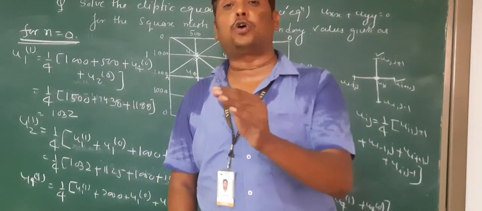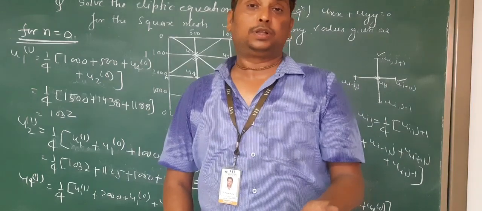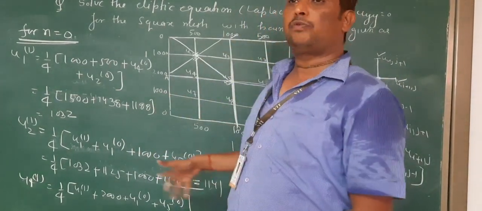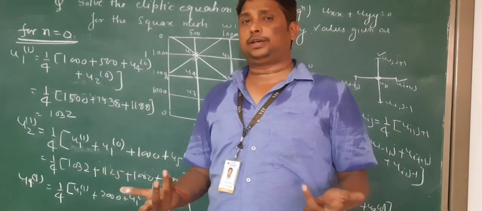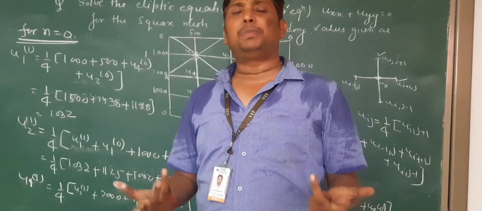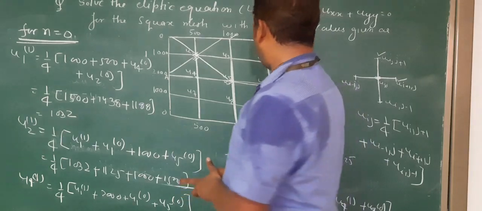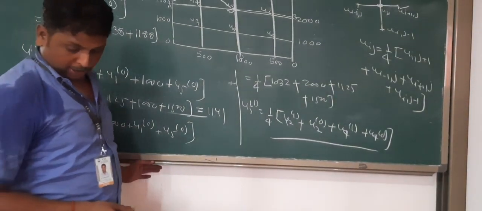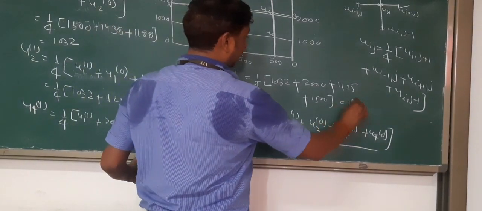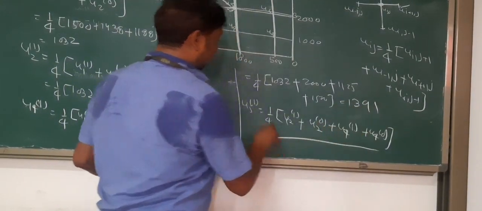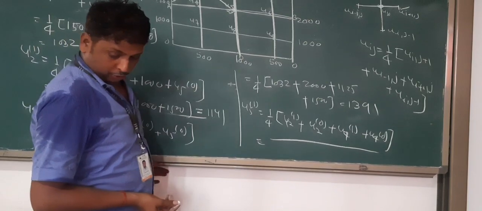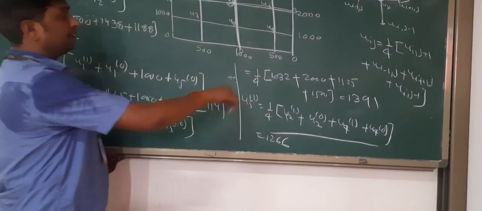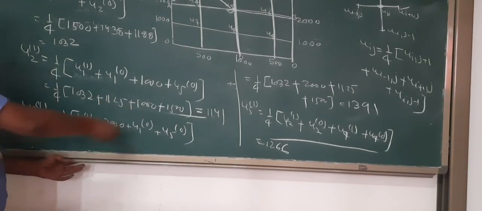Similarly, now go for n is equal to 2. Then go for n is equal to 3. Because all previous values you have, so easily you can calculate. So it's just a method of calculation. What will come? U41 will come 1391. What will come U51? U51 will come 1266. So now these values you have for the first order.